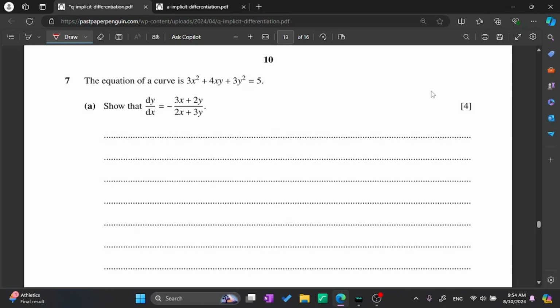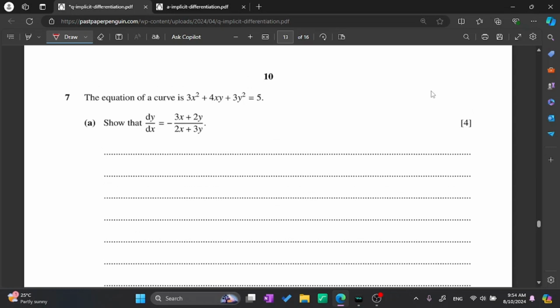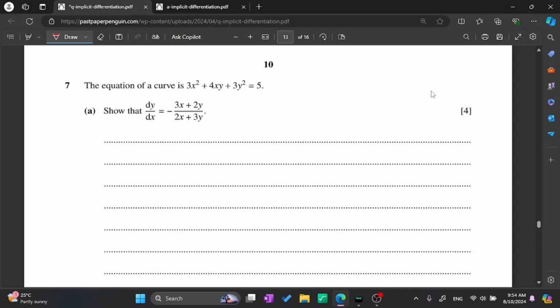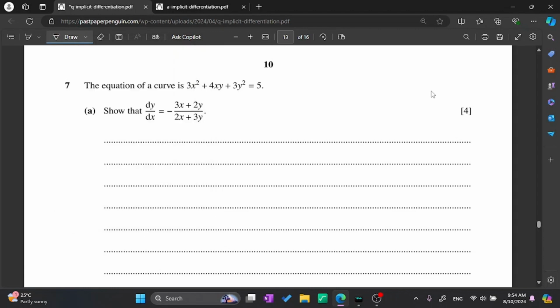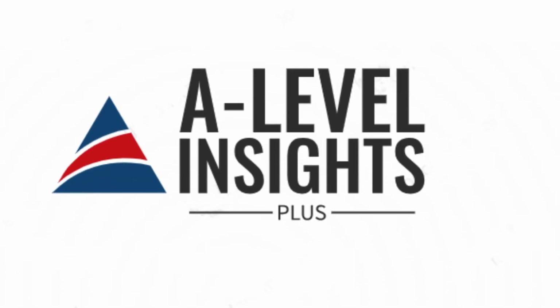A-level mathematics, differentiation. This is a question from implicit differentiation. Solve all your doubts on A-Level Insight Plus.